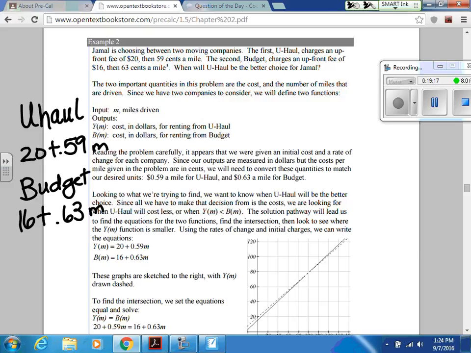Okay. So now I want to know, when does one of them become better than the other? So what can you do to figure out when one is less than the other? Find where they intersect. Yes, and they're already set equal. We're not actually going to find where they intersect.